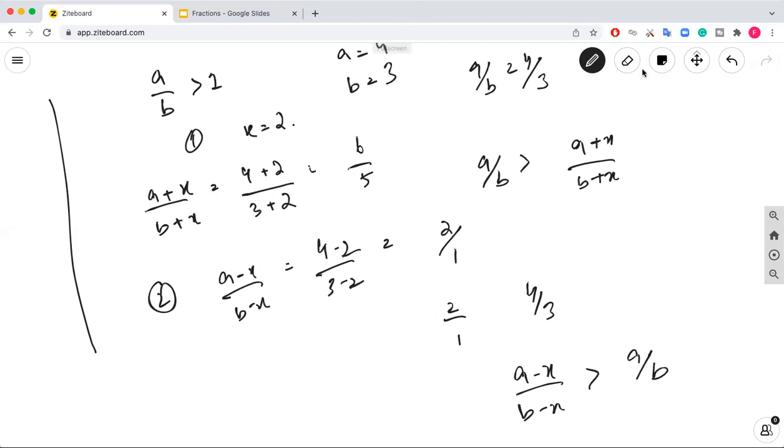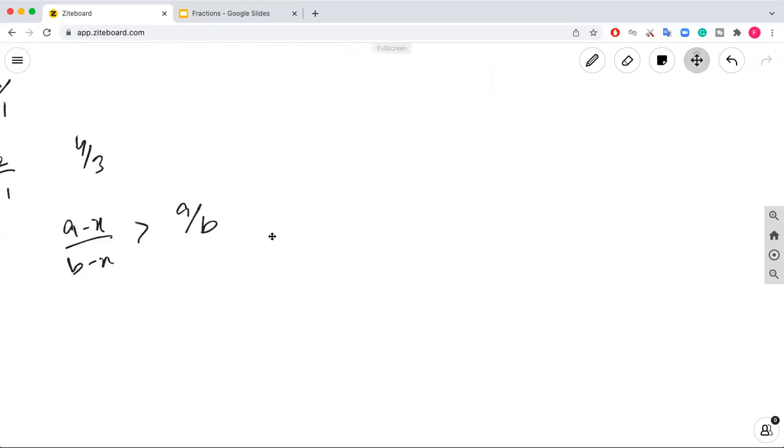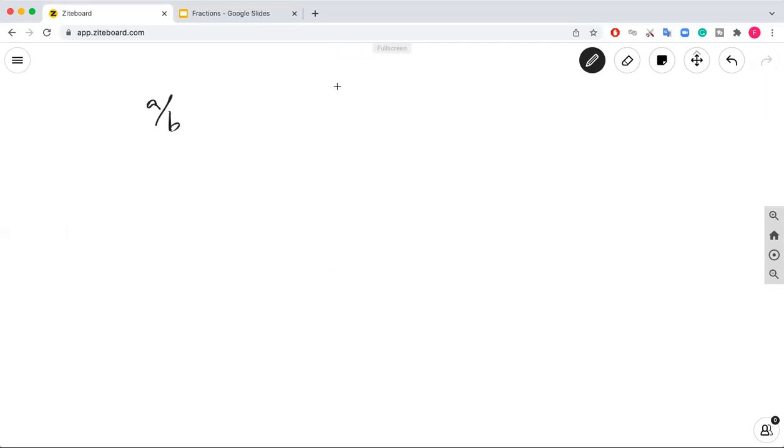right? So basically, we have come up with 4 scenarios, right? And we have a over b. And in the first case, b is greater than a. In the other case, a is greater than b.